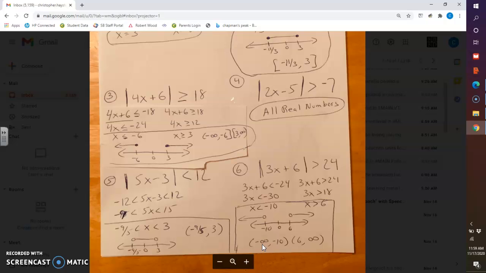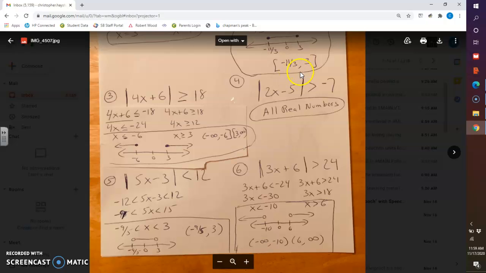Or, I'm sorry, it's parentheses because it's just a greater than. Okay? The infinities will always get parentheses, but because it's just a greater than, the numbers get parentheses as well. Negative infinity, negative 10, 6, and infinity. Remember, when it's greater than or equal to or less than or equal to, you get closed dots and brackets. When it's greater than or just less than, you get open dots and parentheses, and the infinity always gets a parenthesis. If you have an inequality with a negative, very simple.